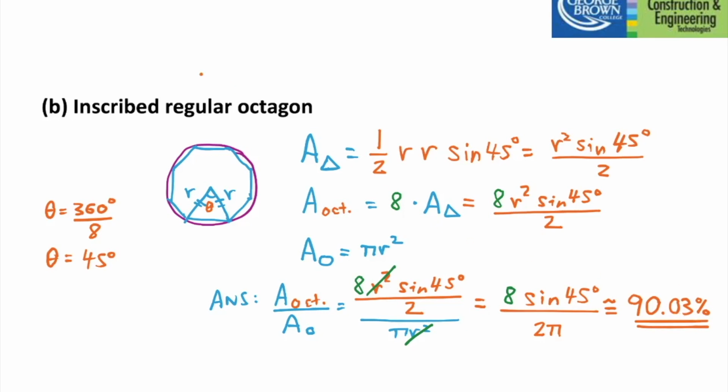So although not for your assignment, you might be wondering what would be the formula for a regular n-sided polygon. So maybe that's something that's interesting to you. What would be the formula for that scenario?